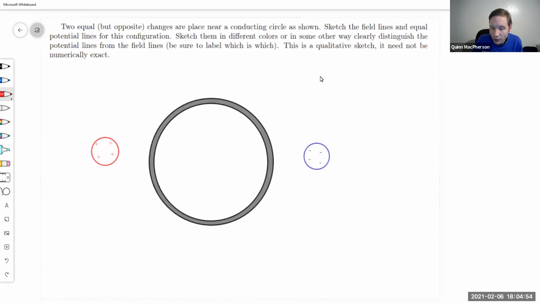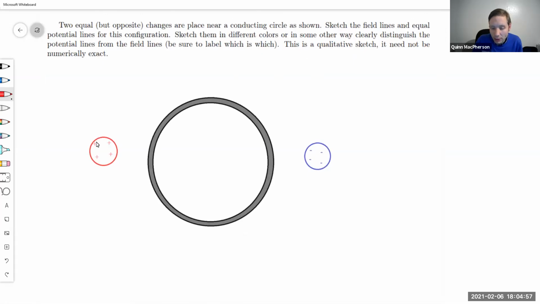Hello. In this video, I'm going to show how to solve this problem involving two charges, a positive and negative charge, and a conducting circle in the middle. So basically, we're told to draw the field lines and the equipotential surfaces.